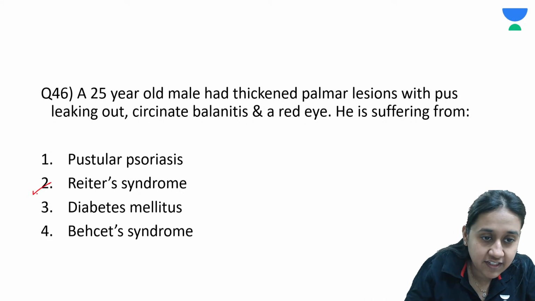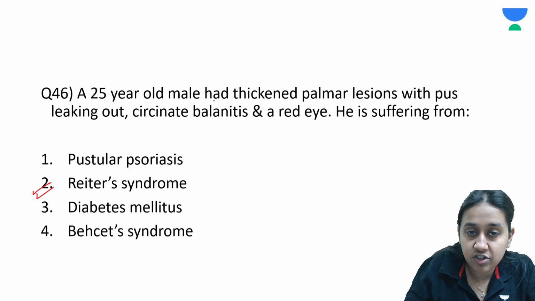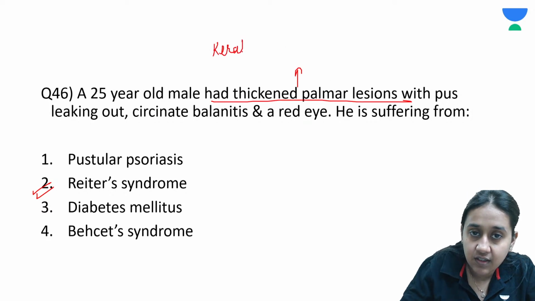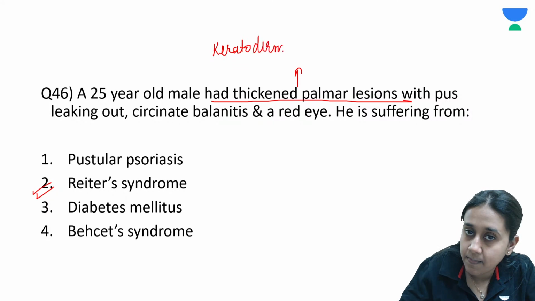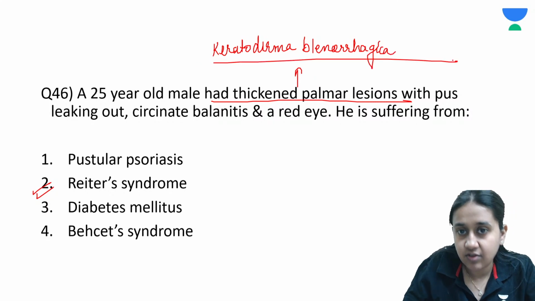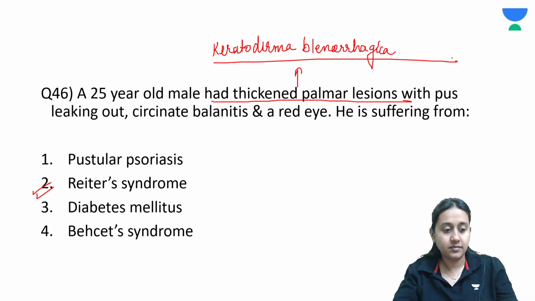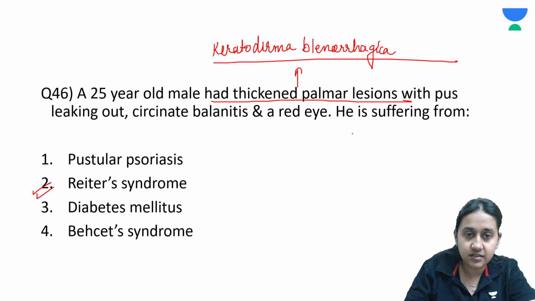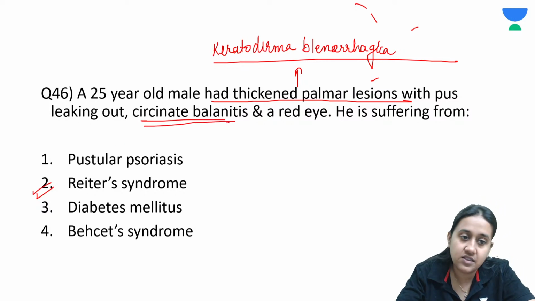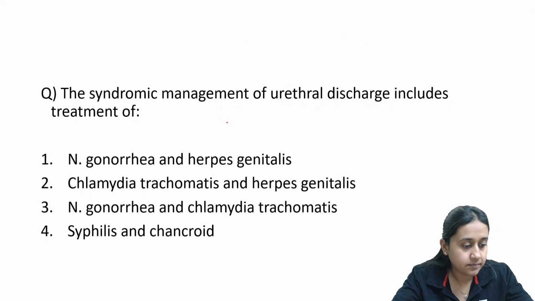This is again a patient of Reiter's disease. Please remember, in the patients of Reiter's disease, they develop palmar lesions, which is known as keratoderma blennorrhagicum. And there is presence of circular ulcers on the genitals, which is known as circinate balanitis. So the answer to this question is option number 2. Next.